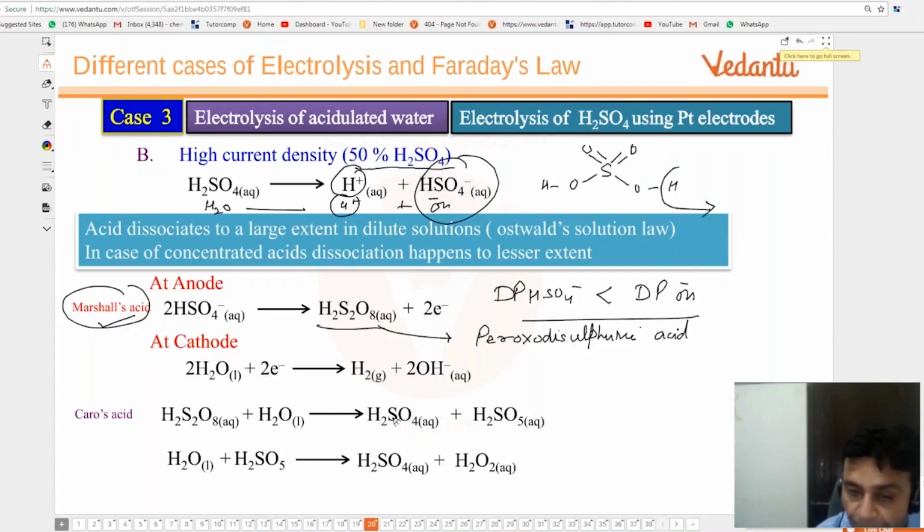Any doubt here? And then this peroxodisulfuric acid undergoes hydrolysis to give sulfuric acid and H2SO5. This compound is called Caro's acid. Do let me know if you find any doubt here. Yes, any doubt here? No doubt. Good.